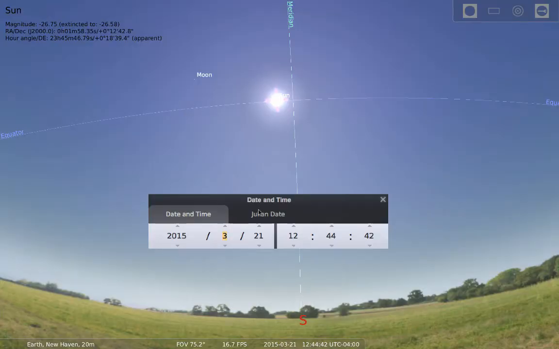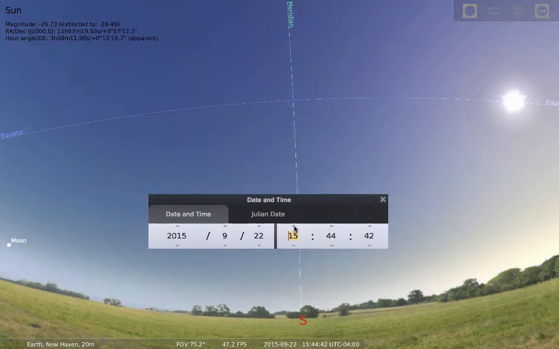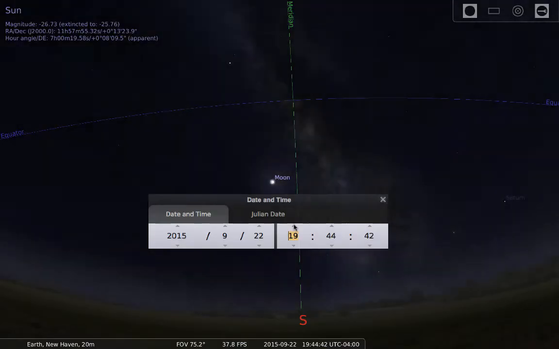Let's go to Stellarium and go to fall equinox when we're observing, and let's go to 21:30.